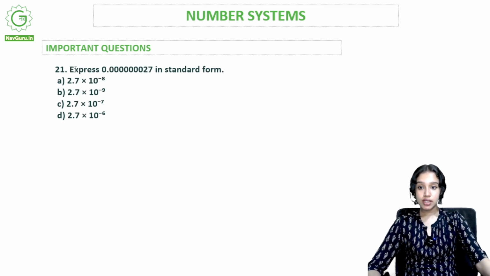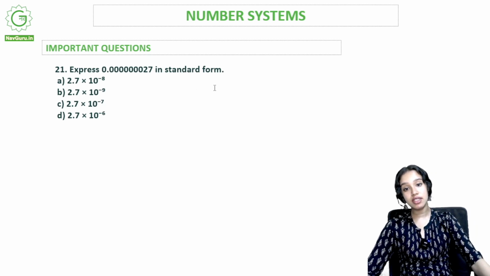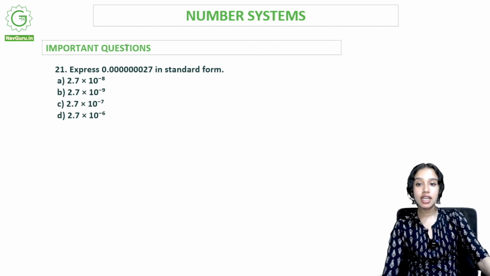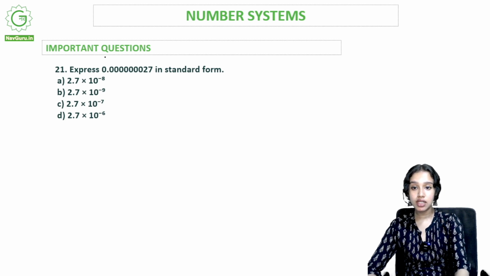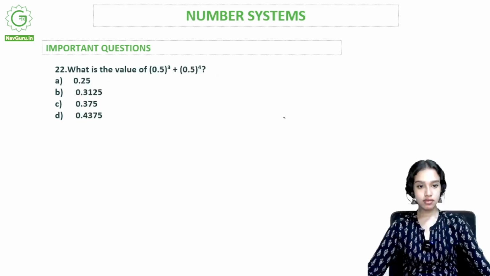Now the next question, express 0.00000000 to 7 in standard form. So again, how many zeros are we shifting here? We are shifting the first 0, second, third, fourth, 5, 6, 7, 8, so that we'll get the form 2.7 into 10 raised to minus 8, which gives us the answer here.